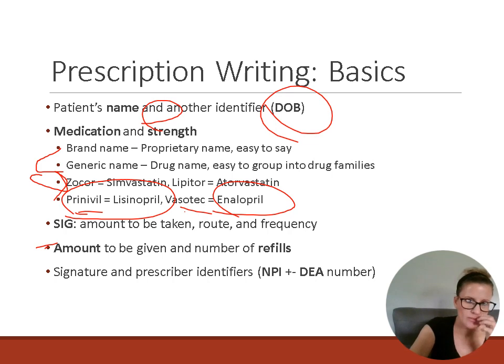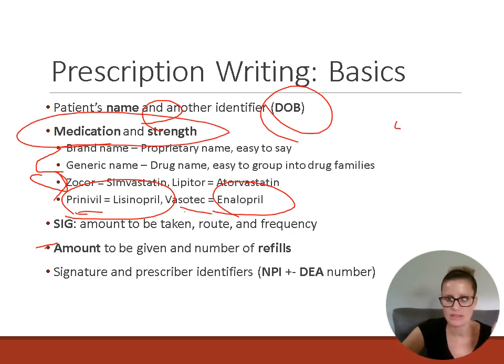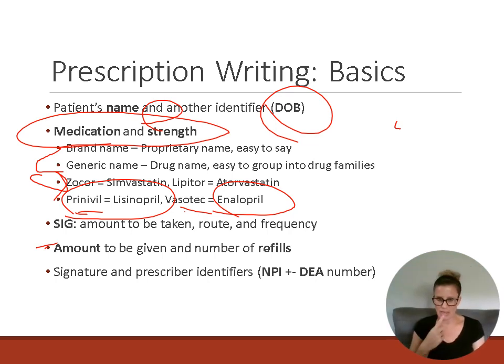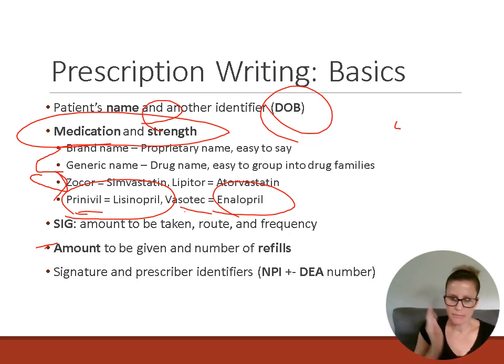Okay, so you would write, again, medication name and strength, like lisinopril, 10 milligrams. And then in the instructions, take 1 tablet by mouth daily, or 2 tablets by mouth twice a day. Then the amount that should be given, so how many tablets am I supposed to dispense? And the number of refills. 0 if you don't want any. Don't leave it blank.